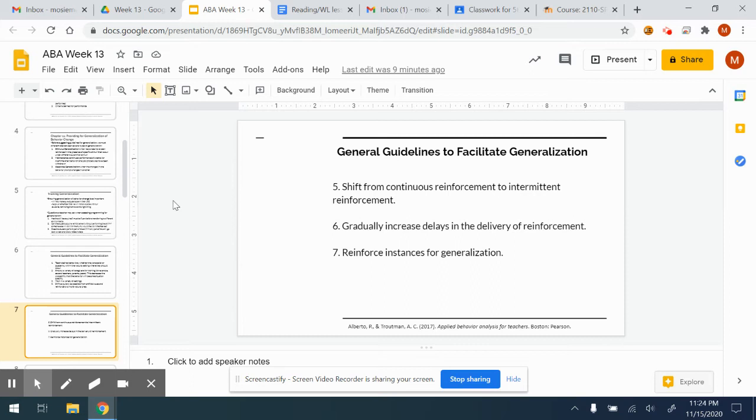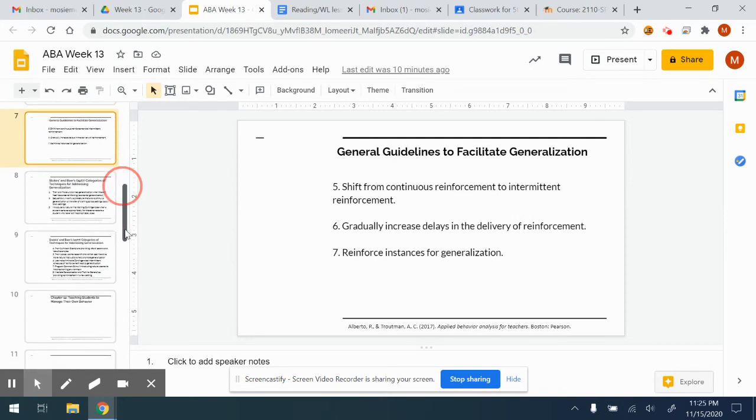Number 5, shift from continuous reinforcement to intermittent reinforcement. So again, more on that natural time frame to make sure that they are able to perform the skill without reinforcement all of the time. And then that leads us into number 6, where we want to gradually increase the delays in the delivery of reinforcement. So making sure that we're providing some increased delays before we reinforce each behavior, getting the student to then maintain for longer periods of time without.